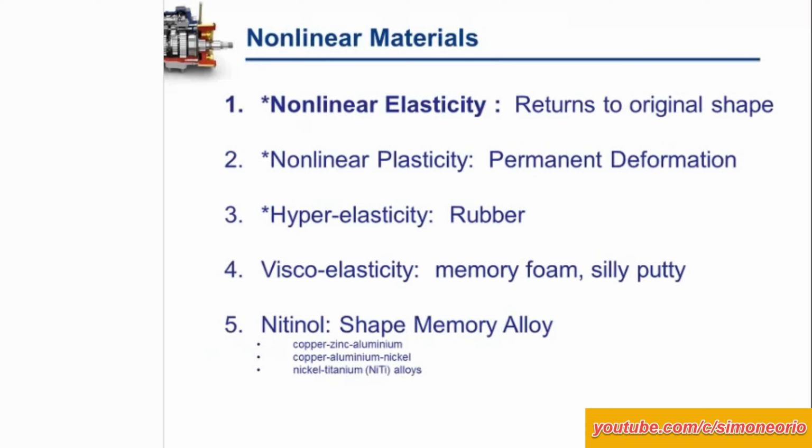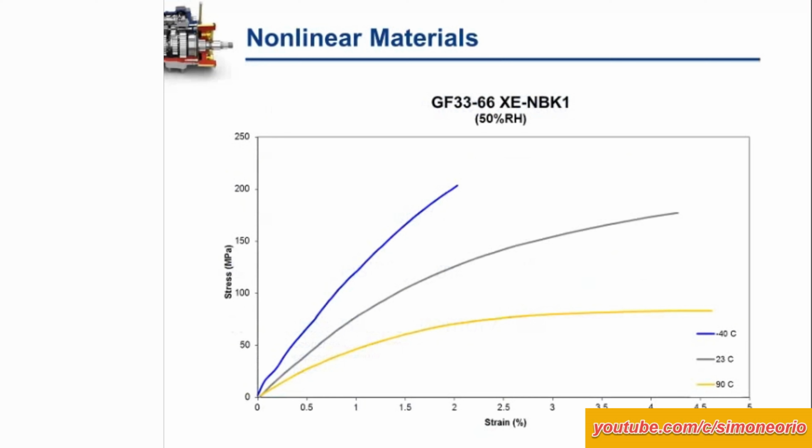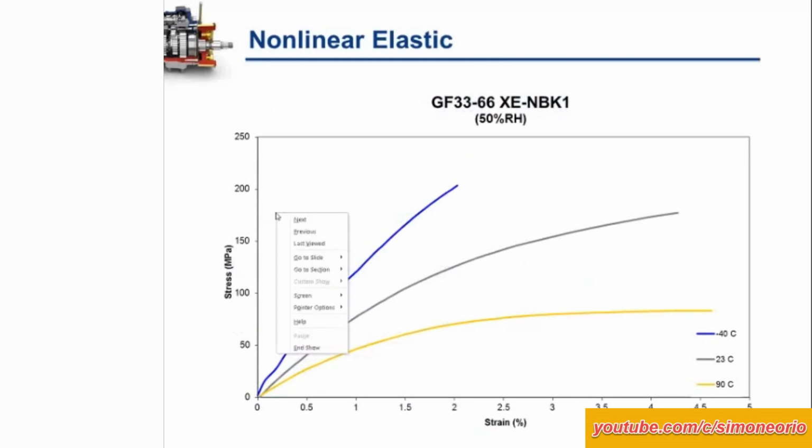So the first type of nonlinear material that we're going to look at, because we have our plastic palette, is going to be nonlinear elasticity. And here's just a typical stress strain curve for, this is a glass-filled PBT, I believe. And when we do a linear simulation, this is stress versus strain, but we can also think of it as just force versus a displacement.